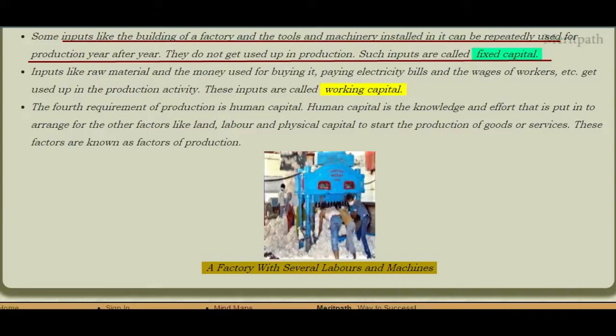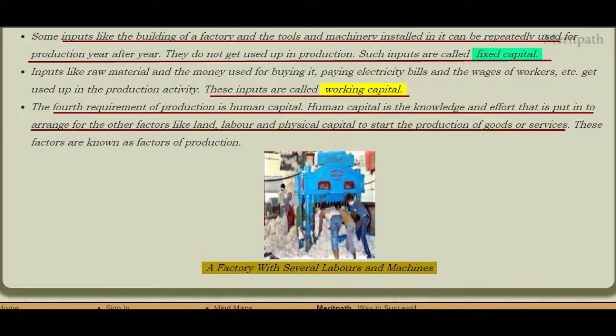Inputs like raw material, money used for buying it, paying the electricity bill, the wages of the workers, all these get used up in the production activity. And these inputs are known as working capital. Fourth requirement of production is human capital. It is the knowledge and effort which is put in to arrange for the other factors such as land, labor, physical capital. All these are required to start the production of goods or services and these are known as factors of production. Here in this image we see a factory with several laborers and machines.